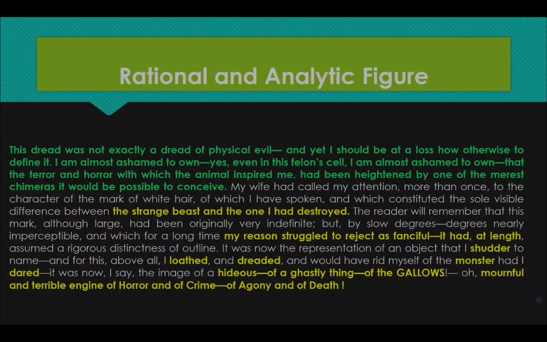The reference to the coming and second crime is foreshadowed here in this paragraph through the use of certain nouns, adjectives, and verbs of violence, such as the strange beast and the one I had destroyed. My reason struggled to reject as fanciful. It had at length shudder, loathed, dreaded, monster, dared, hideous, of a ghastly thing, of the gallows, mournful and terrible engine of horror and crime, of agony and of death. You see a mixture of nouns, adjectives, and verbs which indicate violence. It means that the narrator, when he spoke out such words, has some sort of a sustained feeling of violence. Next we have another confession.